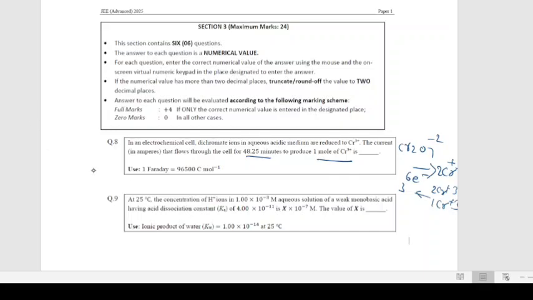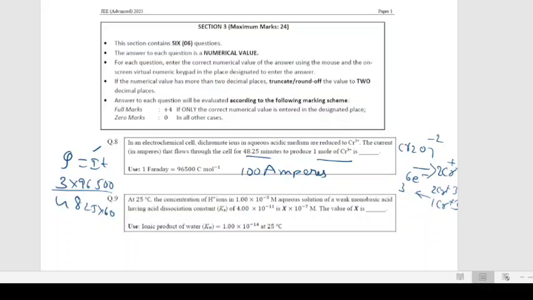That means 3 Faradays of electrons we require. We know the formula Q is equal to I into T, right? Here Q is 3 Faradays and time we have to mention in terms of seconds. So the current I will be 3 into 96,500 divided by 48.25 into 60, right? So we get the answer as 100 amperes. Next one.